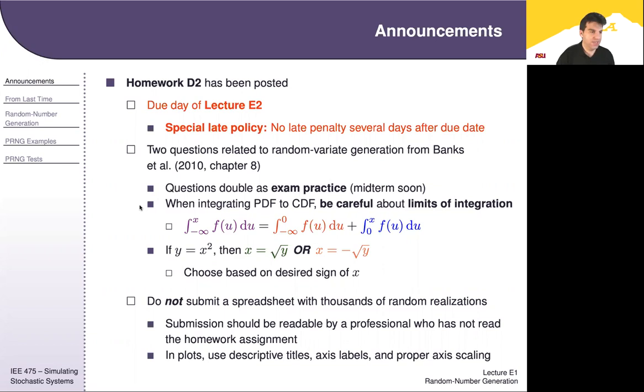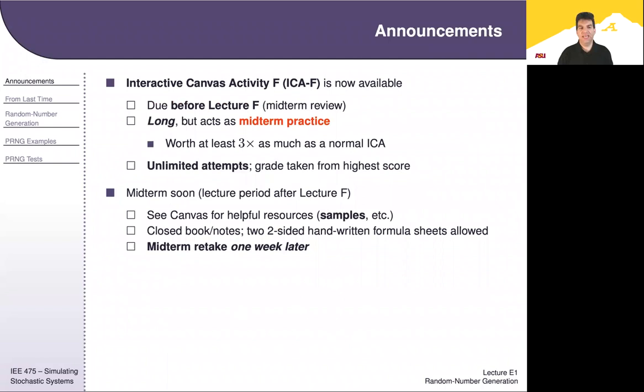So Canvas activity F is a Canvas activity which draws from all the previous Canvas activities plus adds a couple more questions. It draws randomly from them, so you can take it multiple times. It'll be slightly different every time. You get the highest score from all the times you've taken it. It's meant to help you study for that midterm, and it's meant to also help generate questions for lecture F, because lecture F is our midterm review, and I'd like you to come there, and if you have some questions, we can just work on your questions through lecture F. The midterm is going to be the lecture period after lecture F.